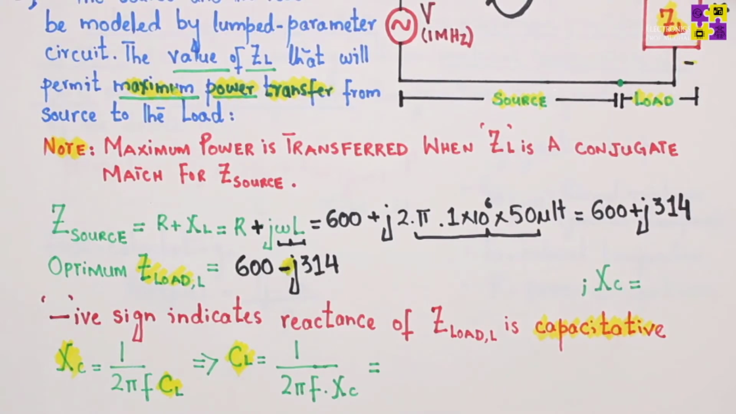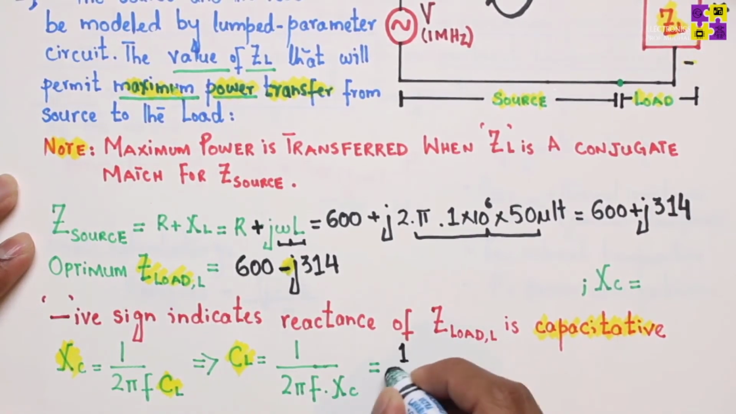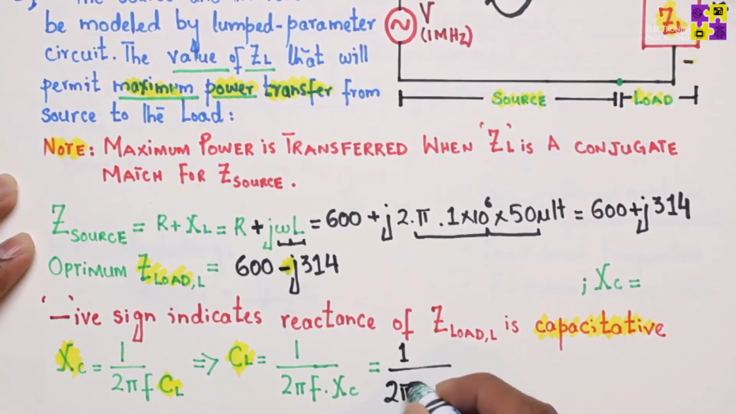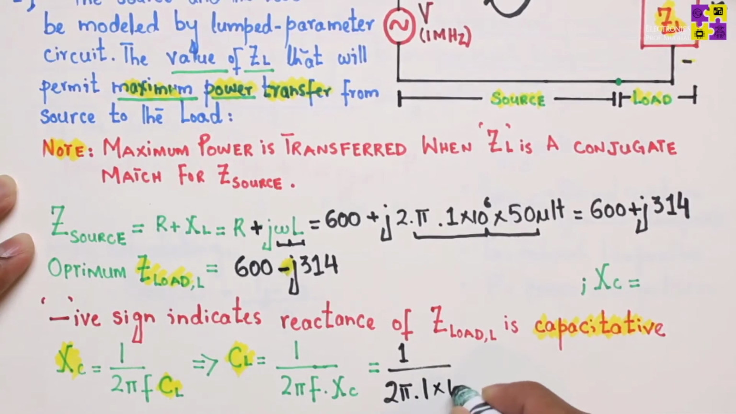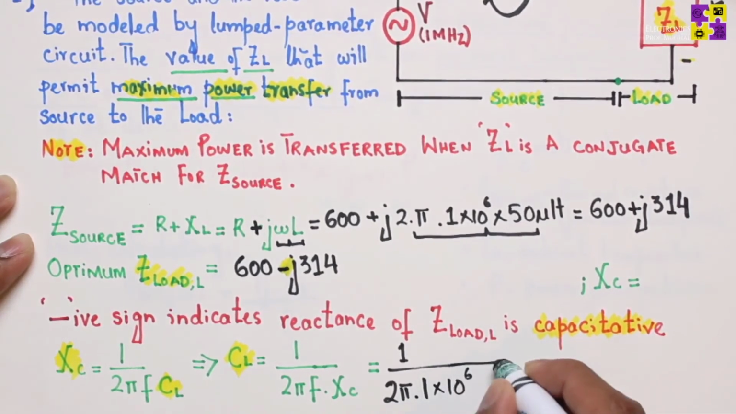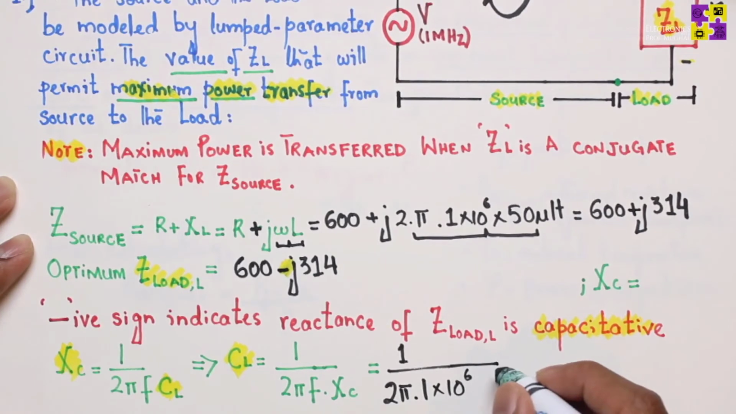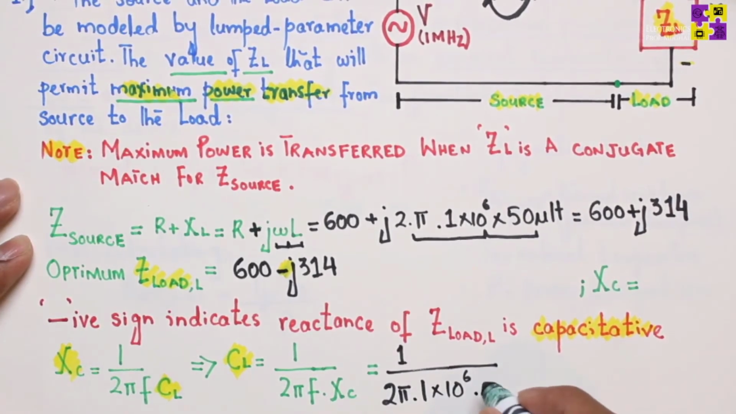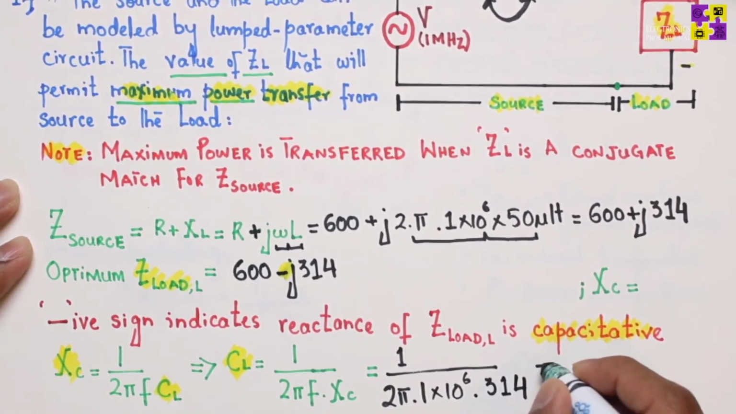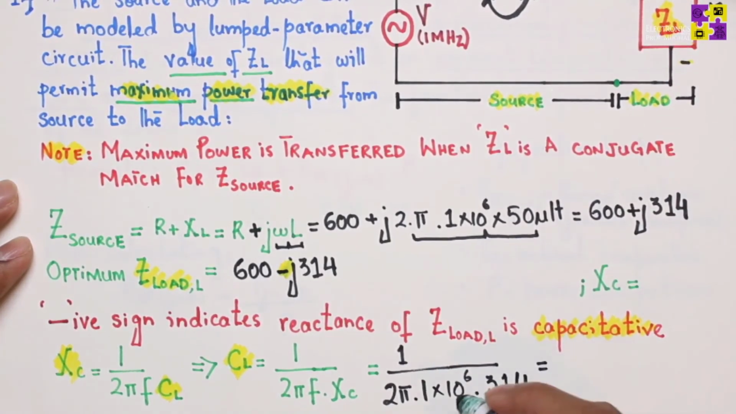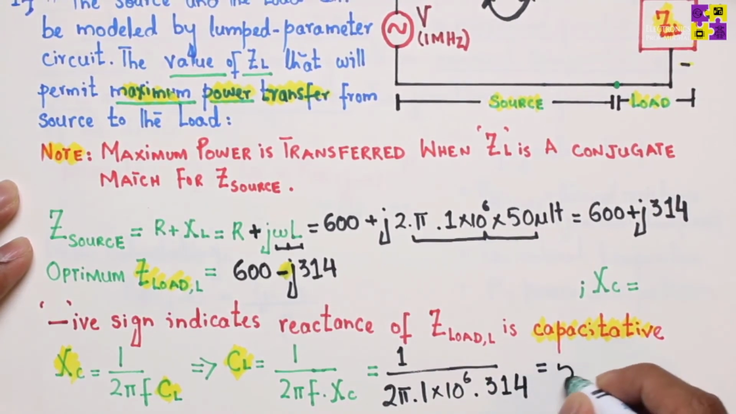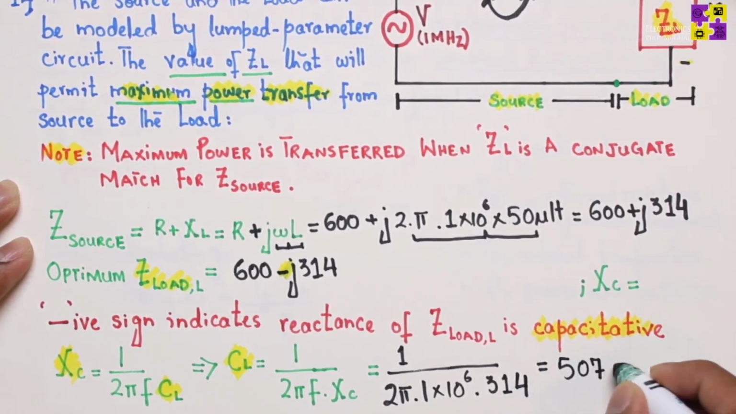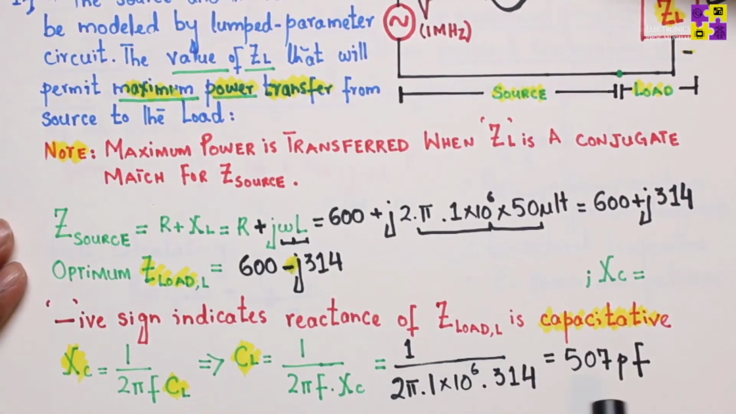Let's plug in the values now. 1 over 2 pi times 1 megahertz, right? 1 times 10 to the power 6, and Xc is simply going to be 314. If you do the math here, 1 over 2 pi times 10 to the power 6 times 314, you will get 507 picofarad. So what does that mean?